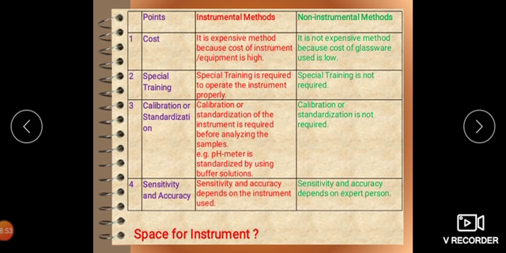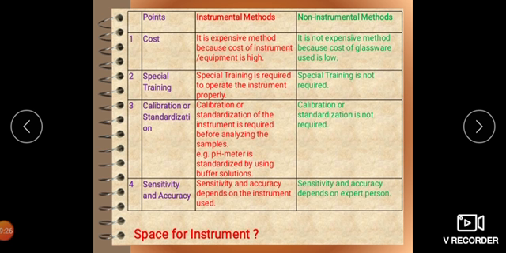chemical analysis. Calibration and standardization of the instrument is required before analyzing the sample. Every instrument requires calibration. After the calibration, we can go for the analysis in case of instrumental methods, but calibration or standardization is not required for non-instrumental methods.